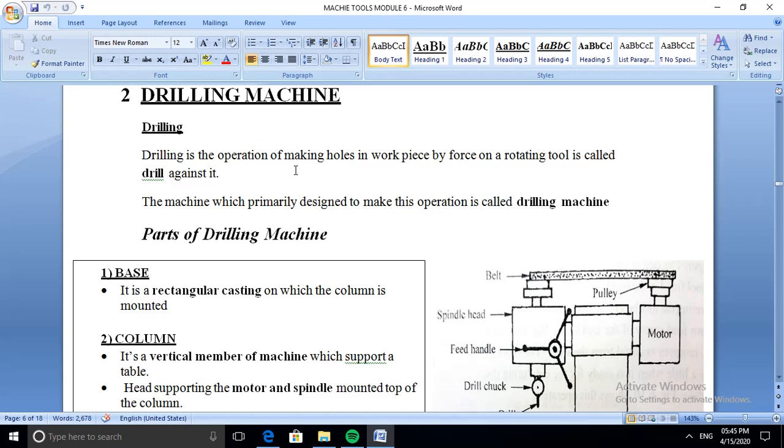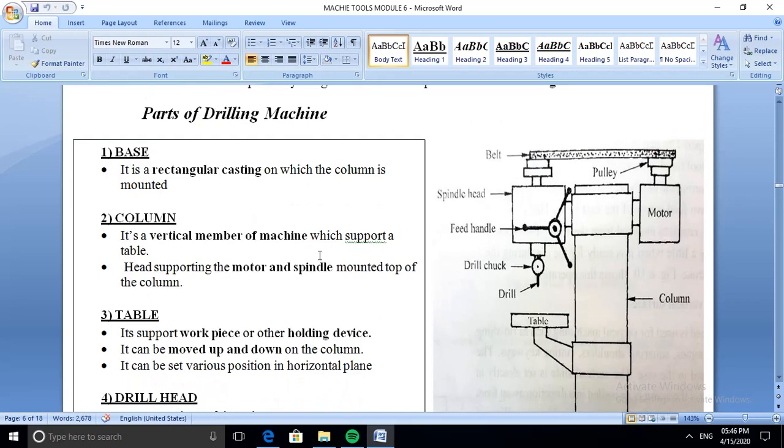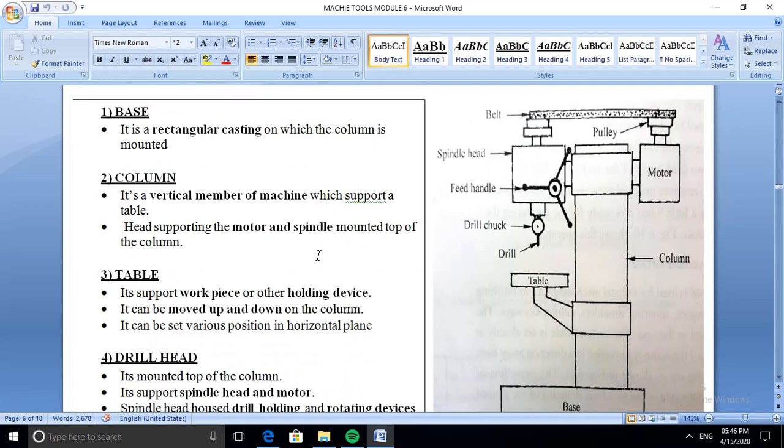The drilling tool is called a drill bit. The drill bit is continuously rotating and is acting against the workpiece. So that is the basic principle. Now consider the main parts of the drilling machine.